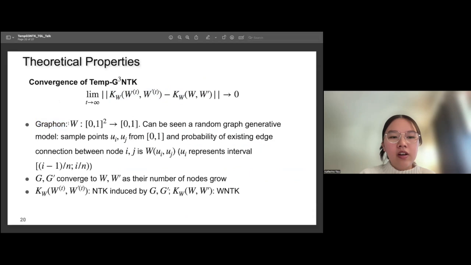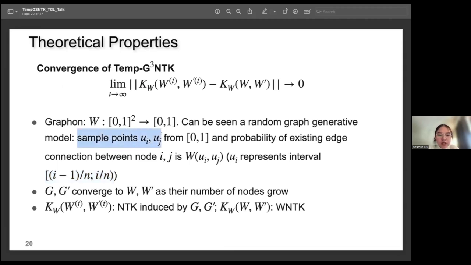A graphon can be seen as a random graph generative model, which maps any point sampled from the interval 0 to 1 to a probability between 0 and 1, which is the probability of there existing an edge between two nodes. So let's say you have an n-node graph, and then you would divide the 0 to 1 interval into smaller intervals. The ith node would represent the ith interval. So when you sample points, you're basically sampling from these smaller intervals.